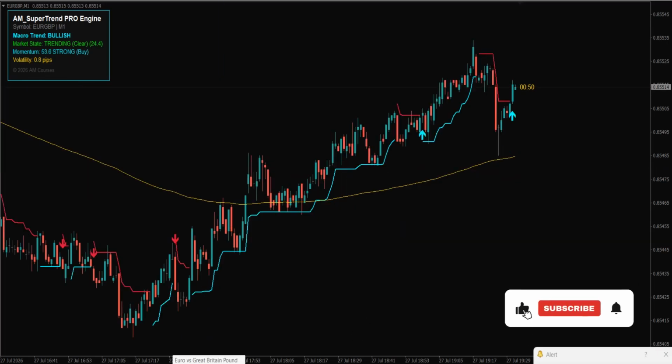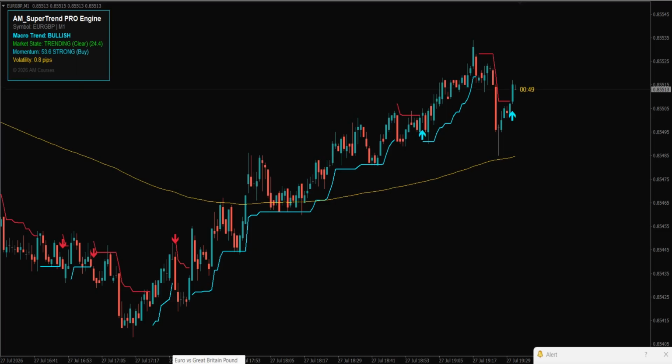This third setup is the most interesting one of the three, so watch it carefully. Look at what happened just before the arrow. The market was climbing steadily, and then one large aggressive candle drops straight down and knocks the super trend from bullish to bearish. That single candle shakes out everybody who was long. But then price recovers, the super trend flips back to bullish, and the arrow prints on the closed candle.